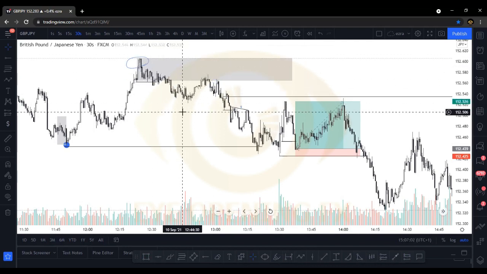So our major focus for today's class was primary zone and secondary zone, so that we use it to explain liquidity in our next class.